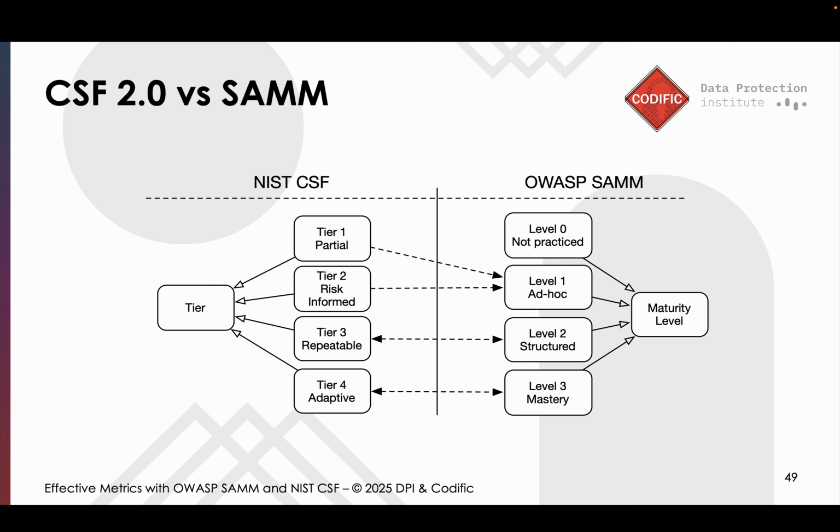CSF tiers 1 and 2 would roughly align with SAMM maturity level 1, basic ad hoc practices in place. CSF tier 3 would map to SAMM level 2, where things become more efficient, repeatable, and structured. And finally, CSF tier 4 aligns with SAMM level 3, a state of maturity where practices are optimized and deeply integrated. So while the language differs, the progression and intent are very similar.